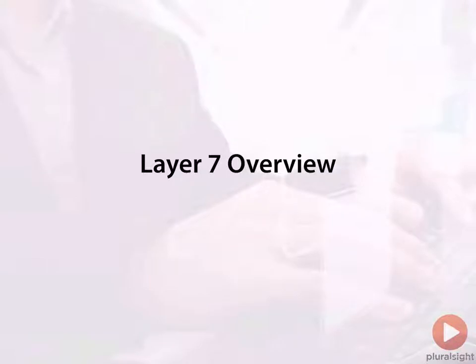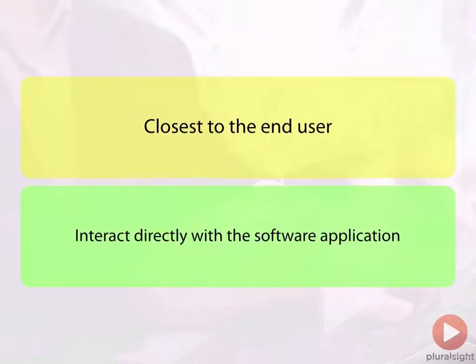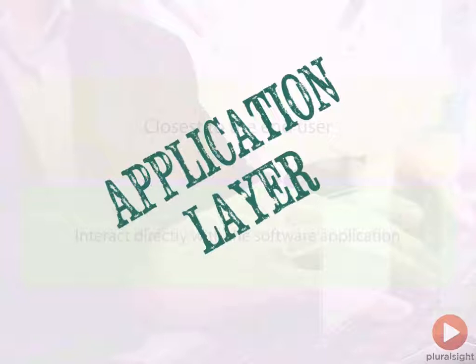Let's take a few moments and overview Layer 7. Layer 7 is closest to the end user. And so at Layer 7, an end user would have a software application, and that software application is what interacts directly with the protocol stack, allowing it to have network connectivity. So Layer 7 of the OSI model is called the application layer.